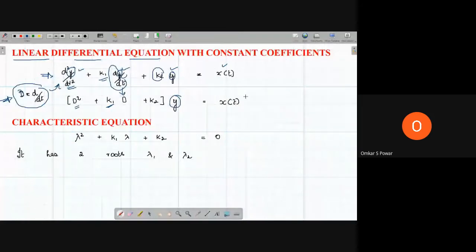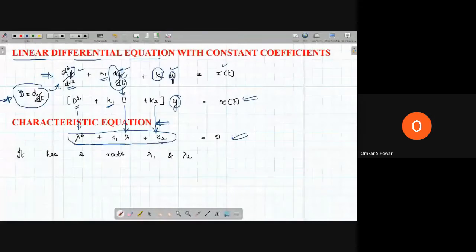Now, how can you obtain the characteristic equation? This you have studied in mathematics. What you have to do is replace D by lambda. So you get lambda square plus k1 into lambda plus k2 is equal to 0. Now, if you solve this equation, you will get the roots of the equation. Let lambda 1 and lambda 2 be the roots of the equation.